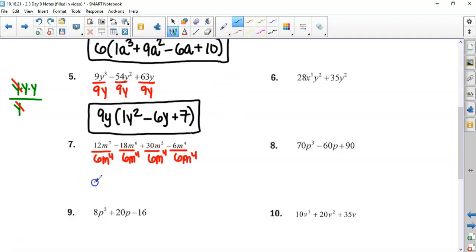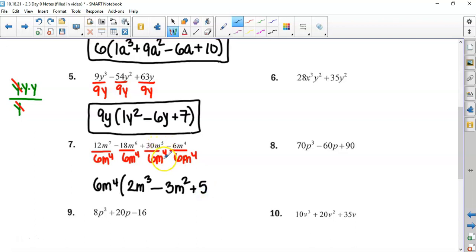So we put 6m to the 4th outside parentheses, and let's see what remains. 12 divided by 6 is 2. You had 7 m's, you're factoring out 4 of them, 3 remain. Negative 18 divided by 6 is negative 3. You had 6 m's, you factored out 4, that leaves 2 behind. Positive 30 divided by 6, positive 5.